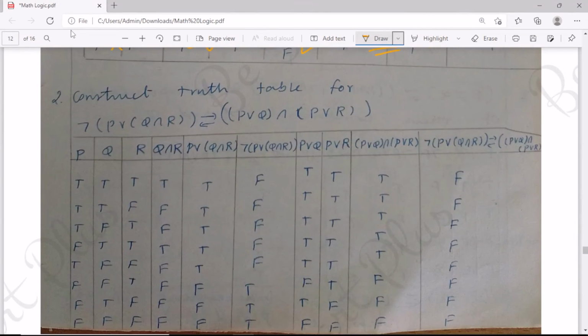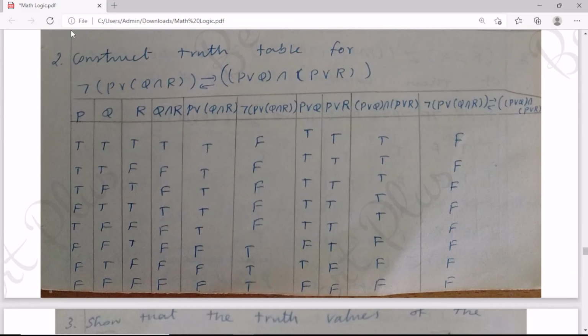Construct the truth table for this one. We have three variables P, Q, R, so totally we have 2 cube, that means 8 possibilities. Let me explain this in short. First, find the inner parenthesis values, that is Q and R. Next, take the disjunction between that and P, and then take the negation. So we find the left hand side value, that is the first one.